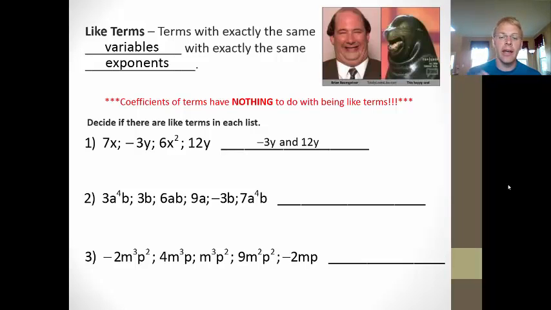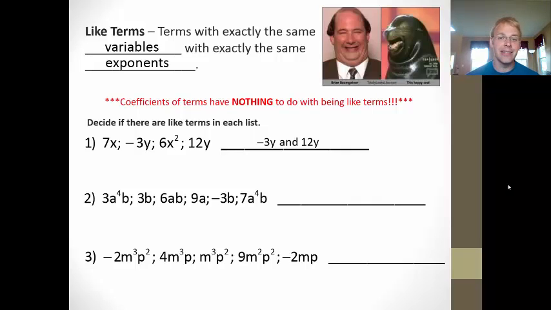Did you say negative 3y and 12y? I hope you did. We can see that they have the same exact variable, y, and they have the same exact exponents, right? It doesn't seem like they have any exponents. We'll get to that a little bit later in the year. But for now, you can see it's just y and just y. So those are like terms.